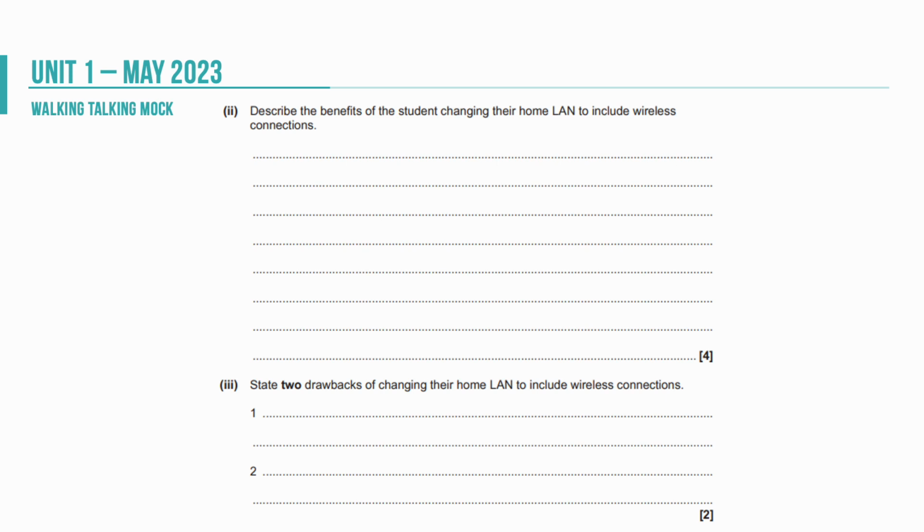We're then asked to describe the benefits of a student changing their home LAN to include wireless connections. Whenever we see a question like this, it says describe, I'm thinking, right, how many points do I need to make? It's a 4-mark question, so I need to make 2 points that I then describe. You get a mark for saying the point. You can move round, but you'll get a second mark for explaining why is that a benefit or describing the benefits that that might bring.